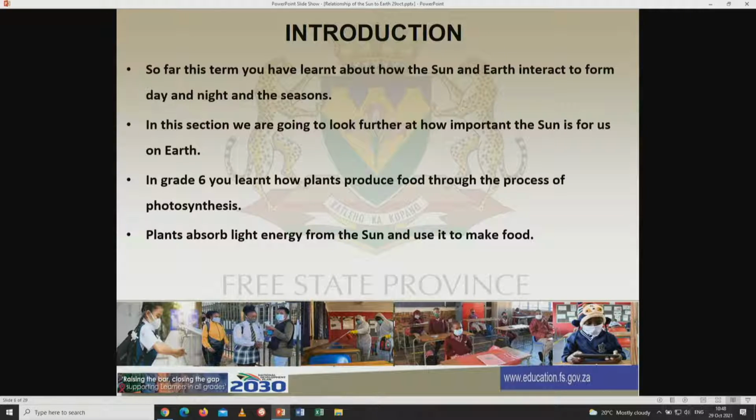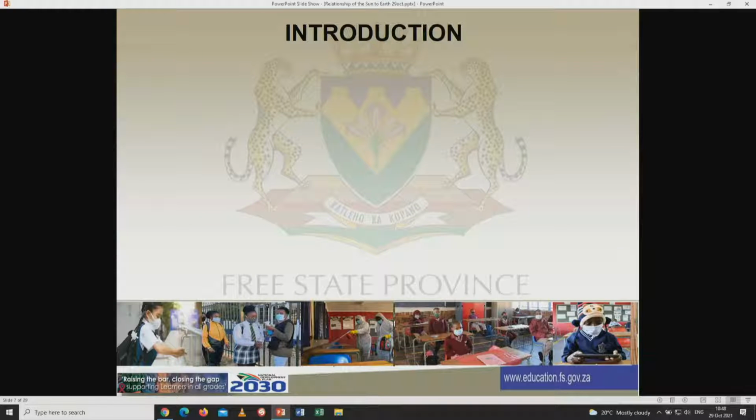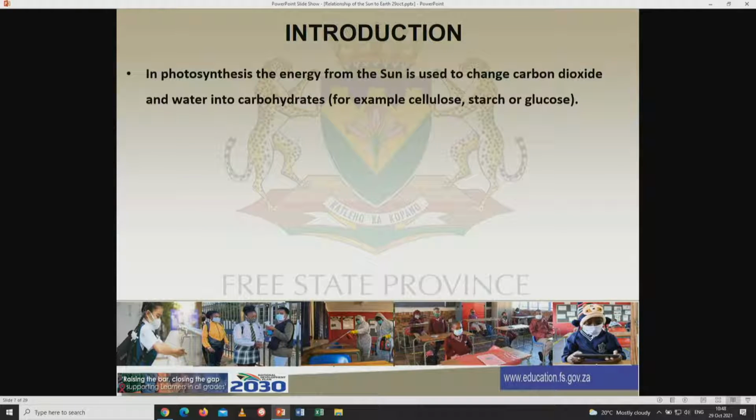We said plants absorb light energy from the sun and they use it to make food. In this way, the sun's energy is captured and stored so that it can be used later on. As we continue with our introduction, in photosynthesis, the energy from the sun is used to change carbon dioxide and water into carbohydrates, for example, cellulose, starch, or glucose. The carbohydrates are stored in fruits, leaves, wood, or bark.